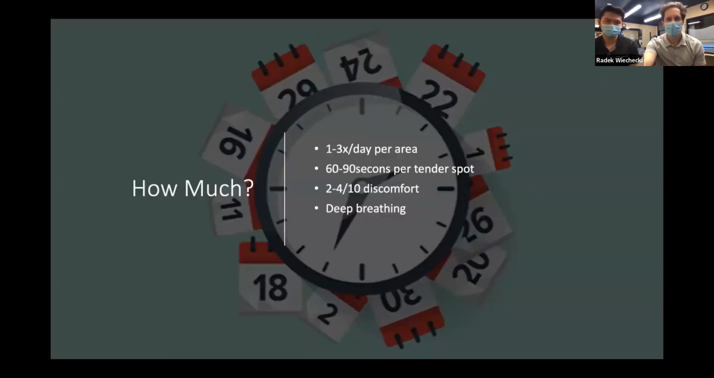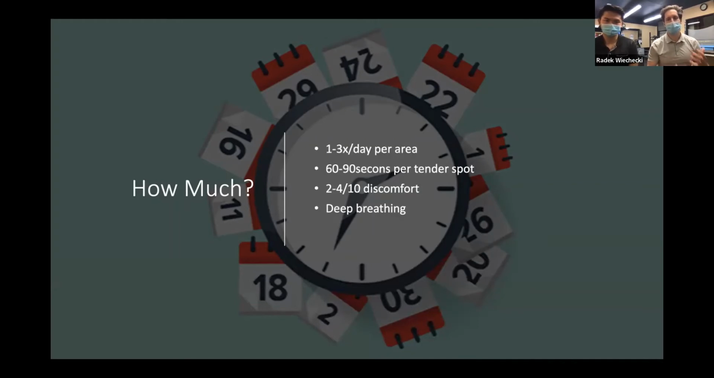And then this slide here is talking about how long and how much you should be doing these types of activities. And generally speaking, myofascial release at home, if you're doing it on your own, should be between 1 to 3 times per day. And the idea here is that you really have to spend a bit of time applying those pressures. And usually that takes about 60 to 90 seconds per tender spot.